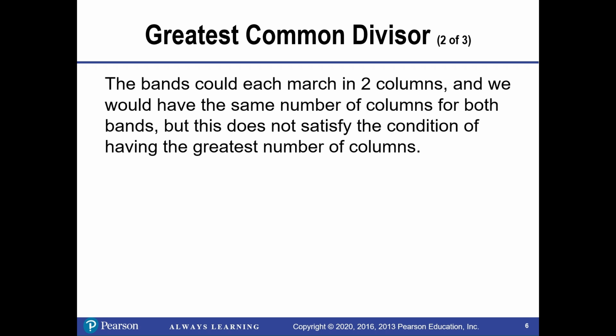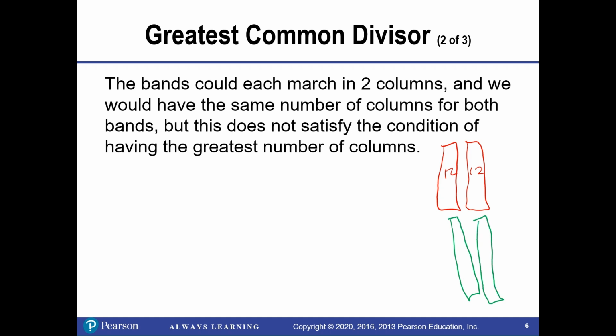The bands could march in two columns because we have a 24-person band and a 30-person band. So we could have two columns for the 24-person band, and they would have 12 people each, and two columns for the 30-person band, and they would have 15 people each. And that would work, and we would have the same number of columns for each band, but that doesn't satisfy that condition of having the greatest number of columns, because we could make the parade wider in a sense.